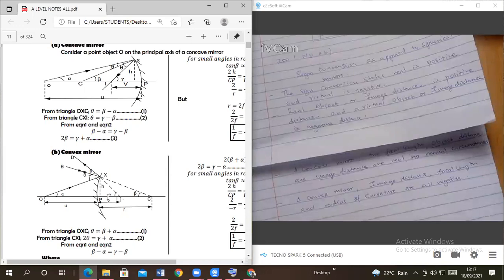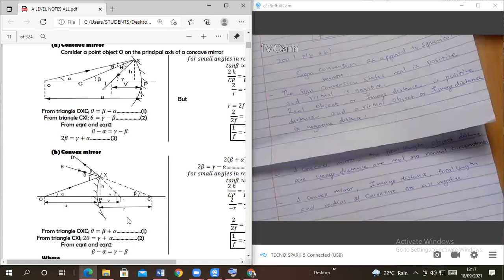So if you get a final answer which is negative for, let's say, the image distance, then you should know that you are dealing with a convex mirror. For the convex mirror, the image distance you get will always be negative. If you are calculating, you have to put the V as negative, and also put the F as negative for a convex mirror. You have to indicate them.